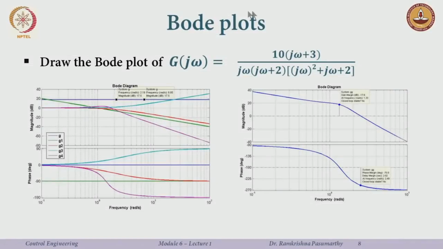Okay, not to worry much about this. We will keep revisiting this several times until we understand exactly what it means. So, we will postpone understanding it. At this gain, my closed loop system is unstable. What is a closed loop system? The characteristic equation 1 plus G(s) equal to 0.